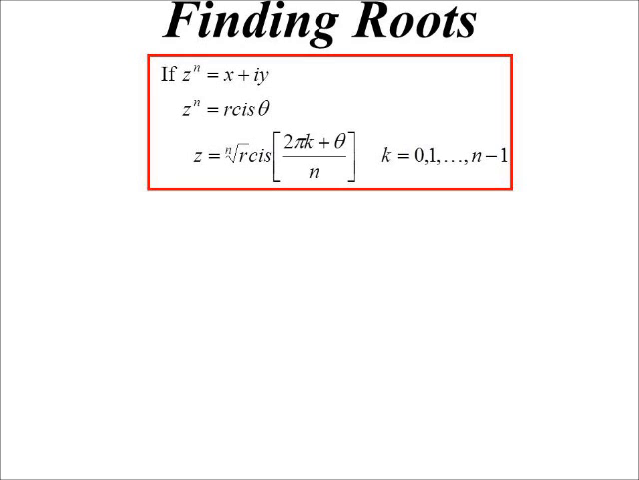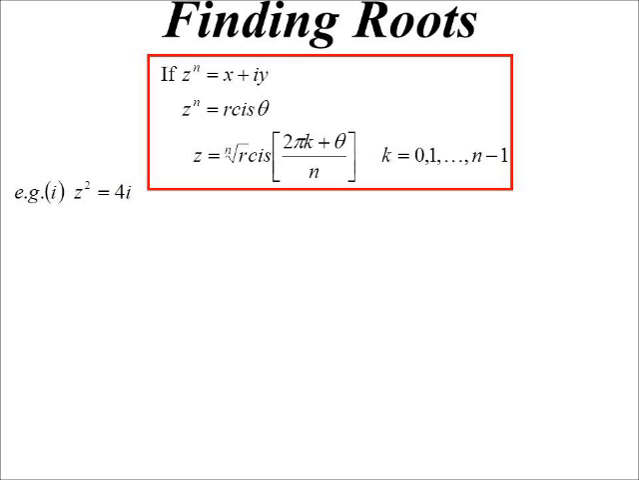And we keep going round however many times we need to get the number of solutions. There is always the same number of roots as the power we're finding. So cube roots, there will always be 3 roots. Square roots, always 2. Fifth roots, always 5, and so on.